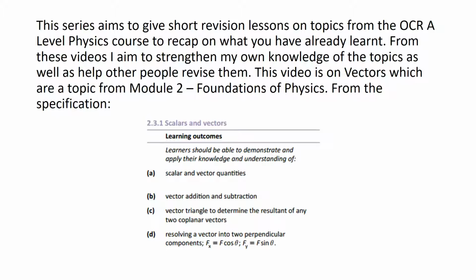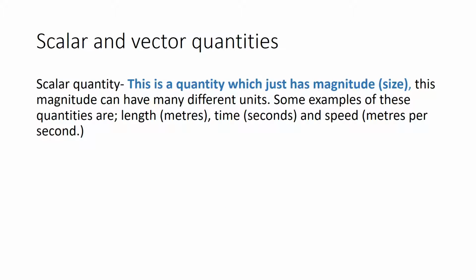So first of all, on the topic of scalars and vectors, you have to look at what a scalar quantity is and what a vector quantity is. A scalar quantity is any quantity which just has magnitude. That means a quantity that has size, so it can be distance in meters, time in seconds, and speed in meters per second. You'll notice these quantities can all have different units, but none of them have direction. So that's what a scalar quantity is.